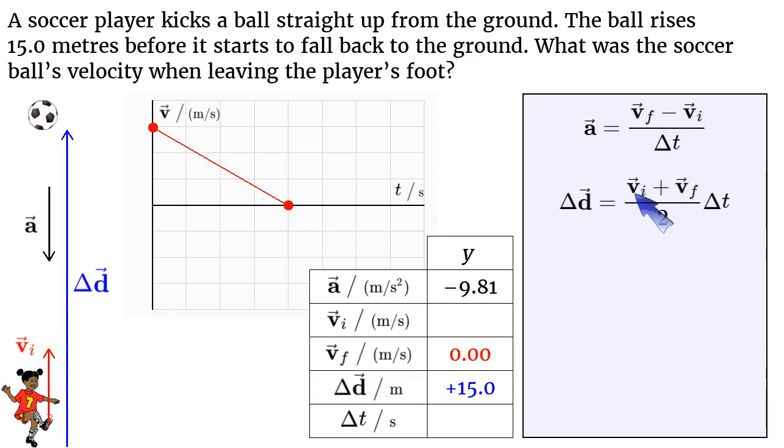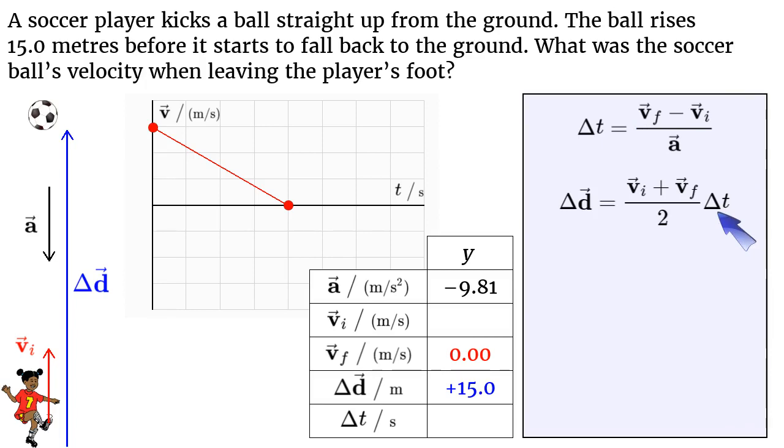What we can do is take the first equation and algebraically rearrange it to isolate delta t. So my first step, I'm going to move the delta t to the left side by multiplying both sides of the equation by delta t. Then to isolate the time, I'm going to divide both sides of the equation by the acceleration. Now that I've isolated the delta t, I can substitute that into the second equation and then use the result to solve for the first unknown, which is going to be the initial velocity.